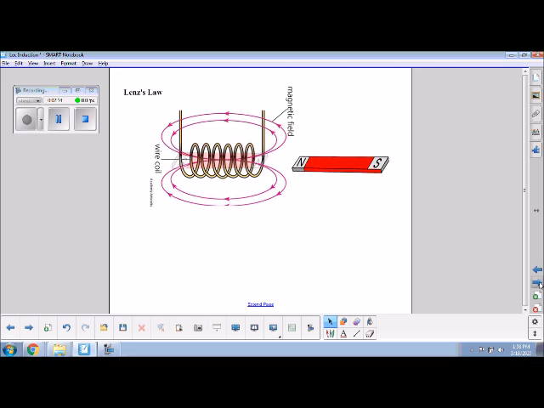Okay, now let's see if I can animate some of this stuff. So we talk about Lenz's law. You know what? I'm going to start a fresh clip of video. Pause a moment for me.